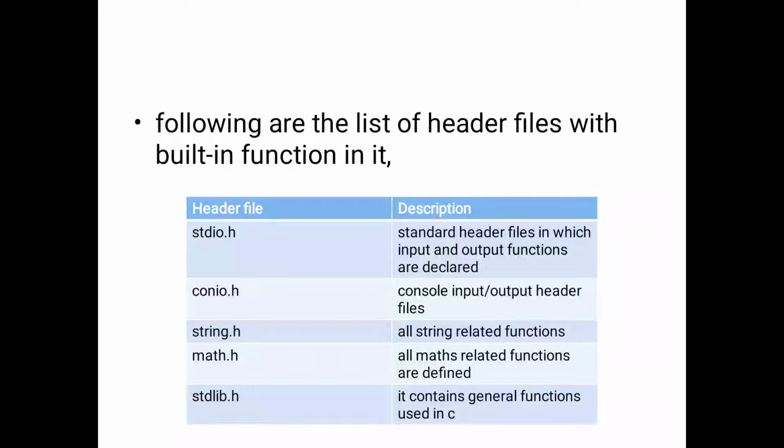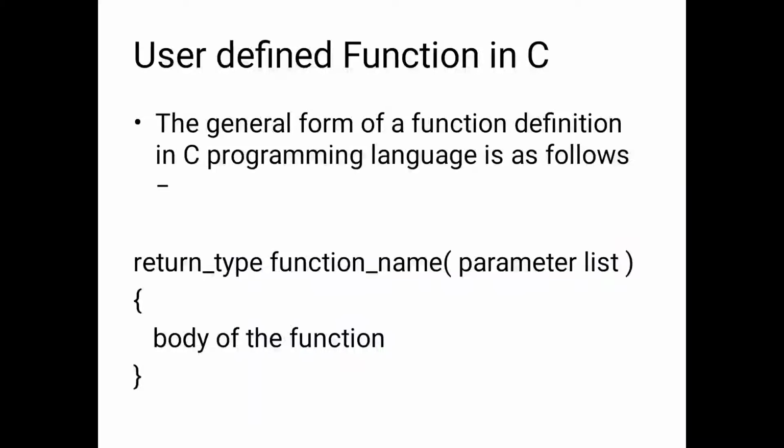stdlib.h means it contains all the general functions used in C, or the library functions used in C. So here the next is user defined function. The general format or the syntax of a user defined function is like this: return type, function name, the parameter list and the body of the function.